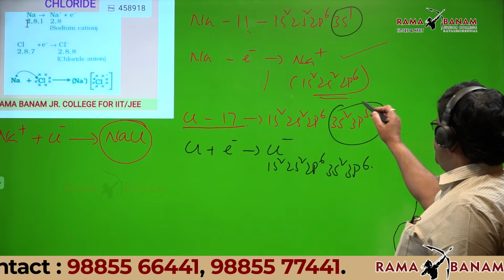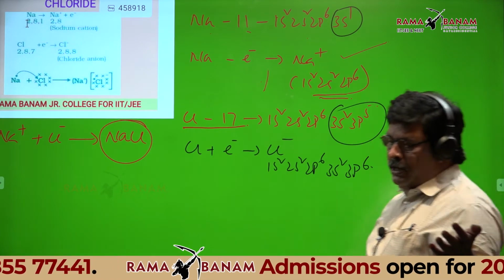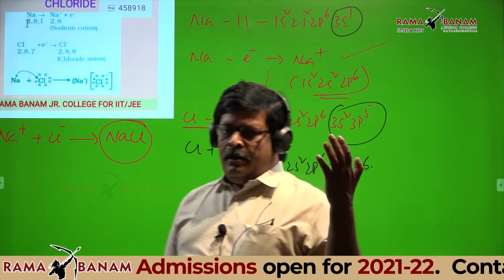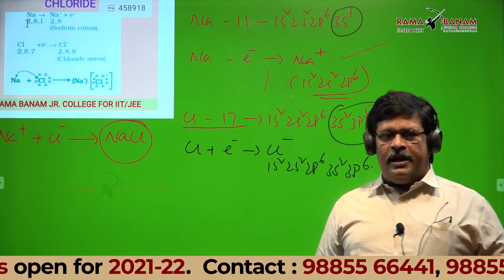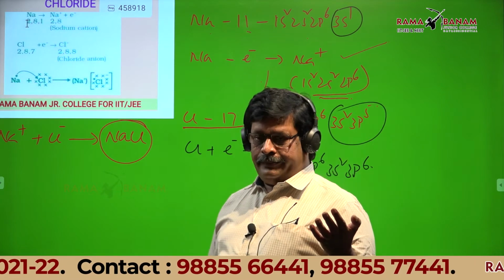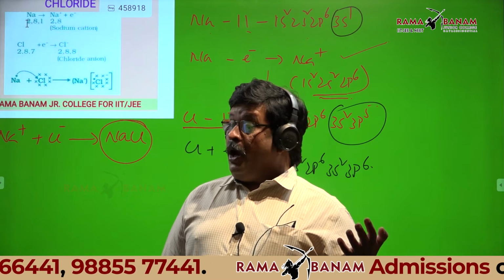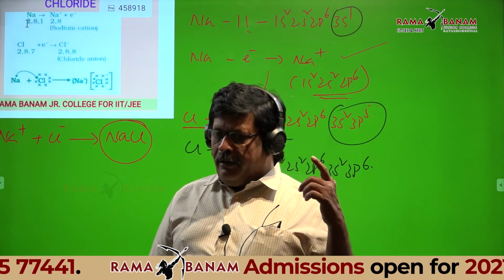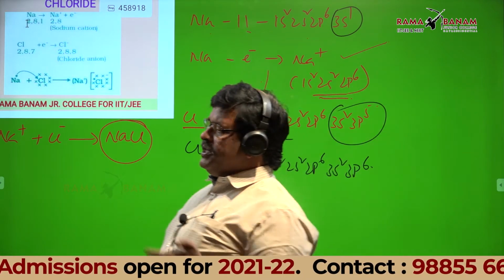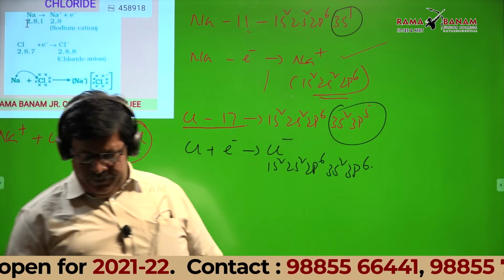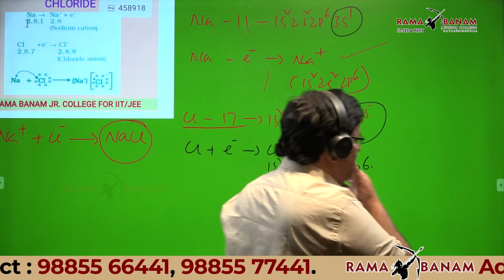Better you circle this 3s2, 3p5. What that indicates? That is the valency shell. Then tell how many electrons are there in the valency shell of chlorine? How many does it require? One. So write that point. Chlorine has 7 electrons in the valency shell.